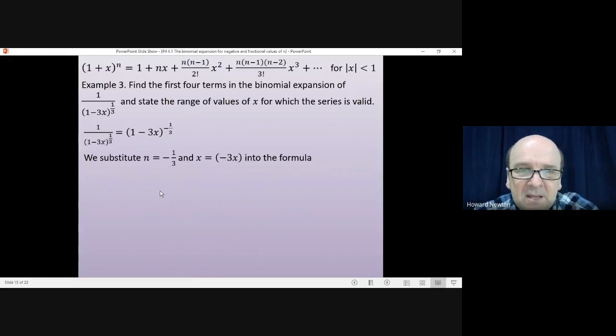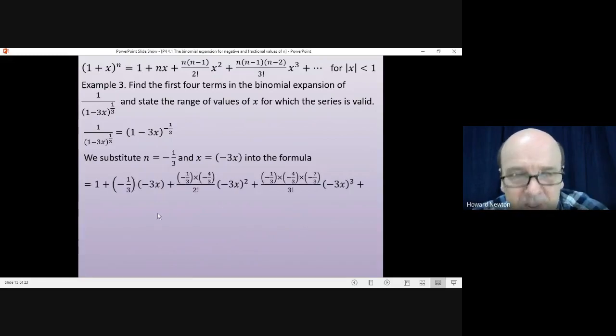Okay, let's have a look. So as we said, it's a little bit more tricky because 2 things are having to go into the formula now. So instead of n, I've got minus a third, and I take away 1 from that in the normal way, and then take away another 1. Instead of x, I've got minus 3x, because x in the formula has changed to minus 3x. So x squared becomes minus 3x all squared. X cubed becomes minus 3x all cubed. Do use brackets, otherwise it's very easy to make a slip on these.